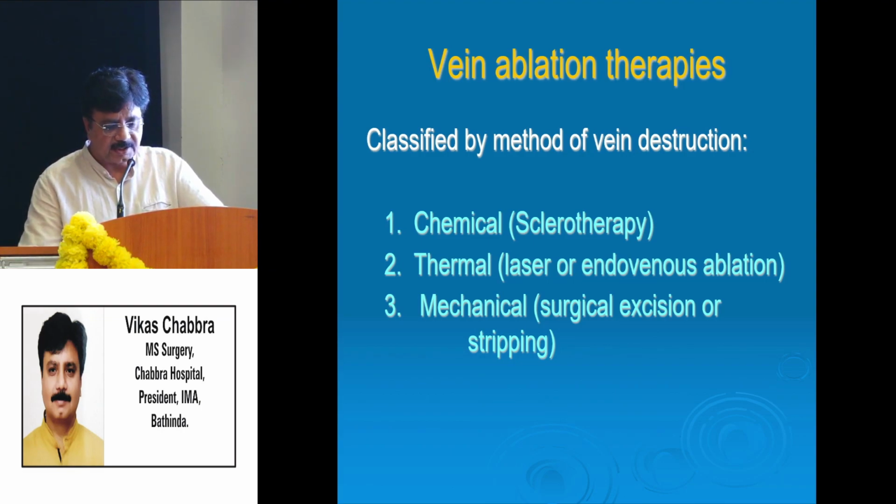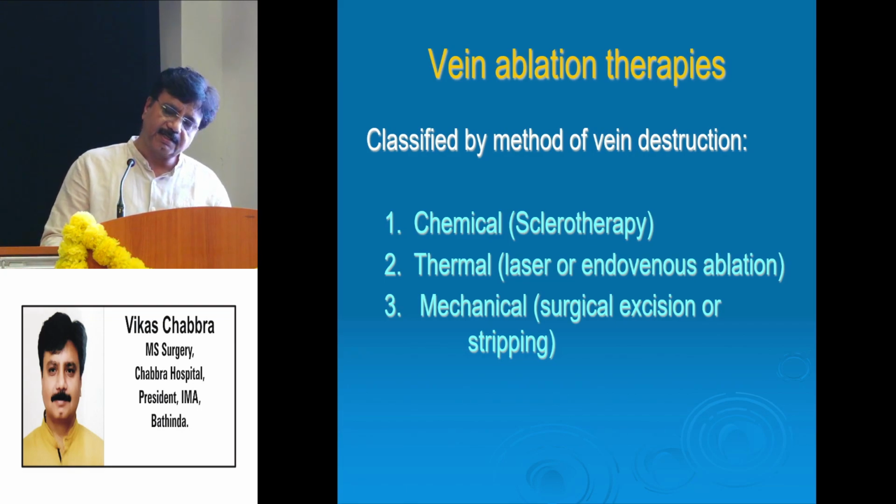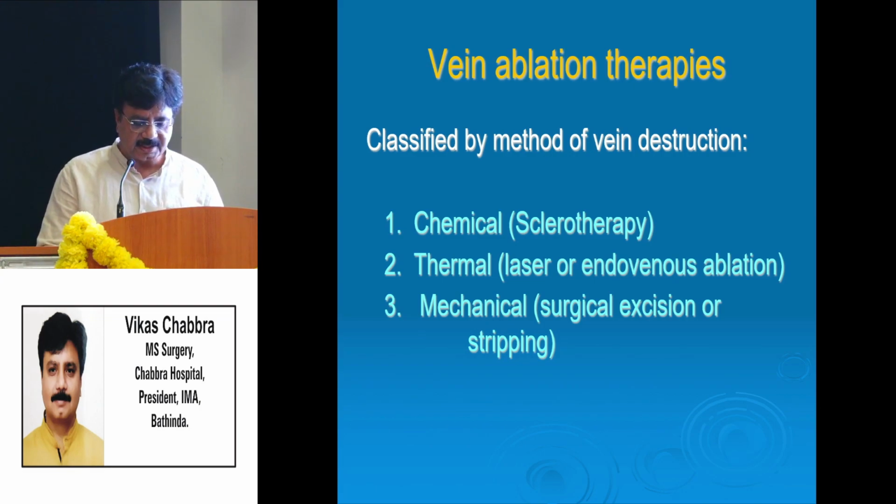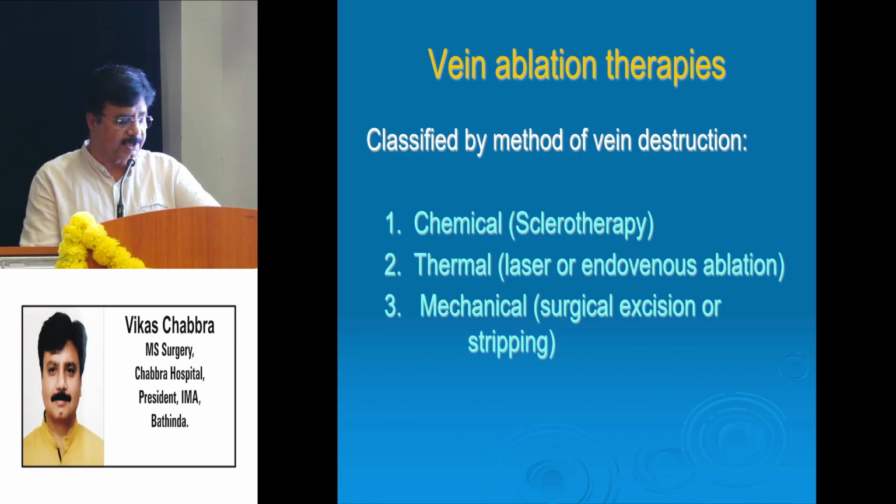Vein ablation or vein treatment therapies are of three types. Number one is chemical therapy, that is sclerotherapy. Number two is thermal, which is laser ablation and EVLT. And number three is mechanical or surgical excision or stripping.